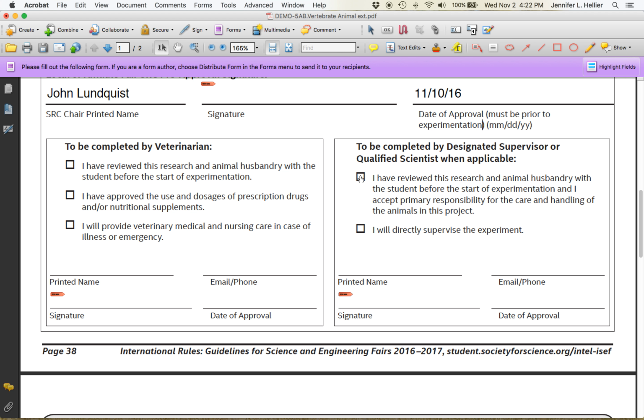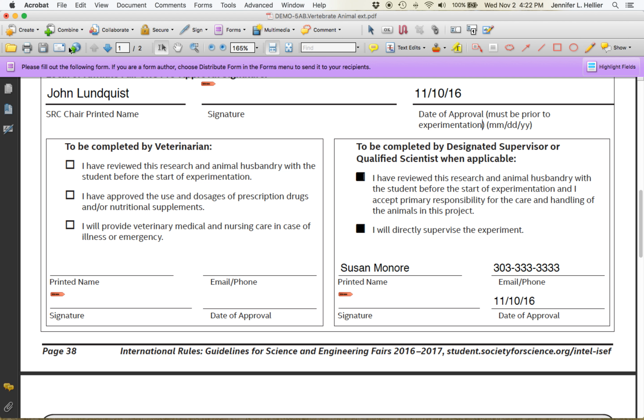Next, you would bring this over to your designated supervisor, and they must sign or click on both boxes saying that they've reviewed the research and how to take care of the animals, and that they will directly supervise this student while they are trying to teach an old dog a new trick. They would put their name, and this most likely would be a parent. So this is going to be Susan Monroe. They would add their phone number or email address so that we can have a number to contact them if we have any questions. And again, this must be prior to experimentation.